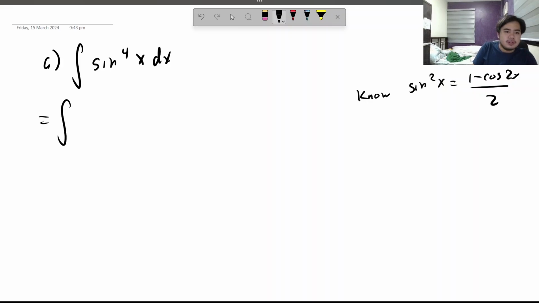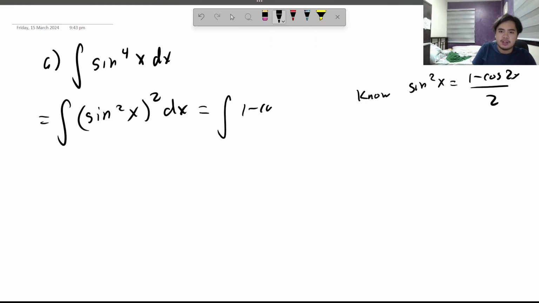So we can express sine to the 4th x as sine squared x then squared. We want to do that because we can use power reduction here in order to obtain 1 minus cosine 2x over 2 squared. This is now a trig function in terms of just the power of 2. So that's good. Now what we can do here is put 1/2 outside, but it's squared here, so it's going to be 1/2 squared or 1/4.